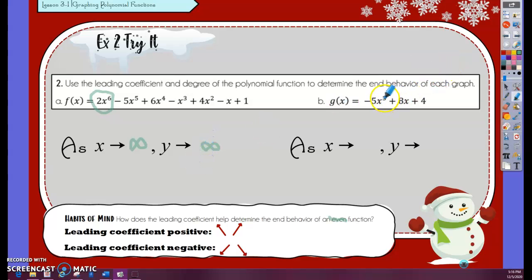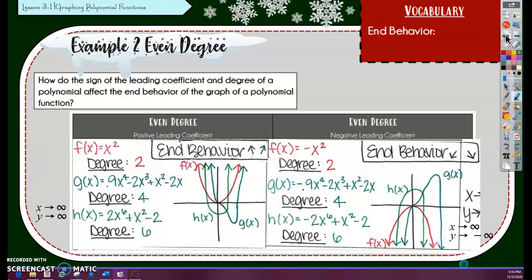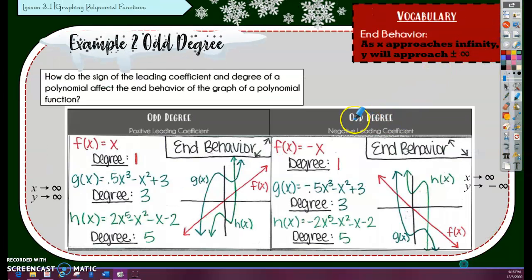Whereas here, I have an odd degree. Now remember, an odd degree isn't like this even one down here. Odd's going to go in the opposite. I think O is for odd and O is for opposite. So we have an odd degree and a negative leading coefficient. So as x goes to infinity here, we're going to have our y value go to negative infinity, because if we look back at our notes here, when you have an odd degree with a negative leading coefficient, it will always go down to the right. Picture this little arrow right there.